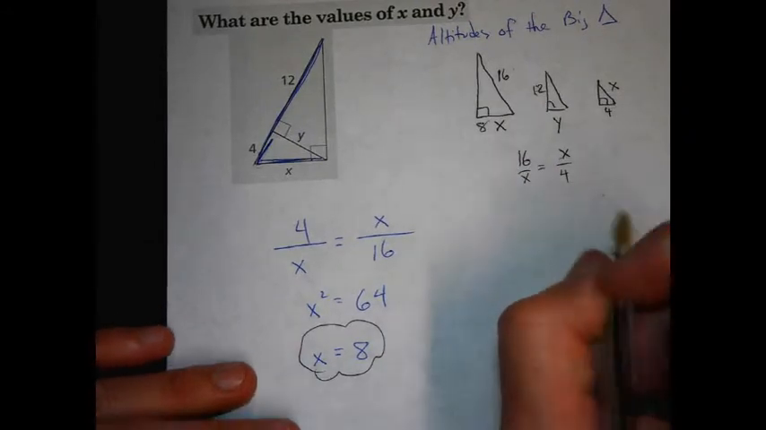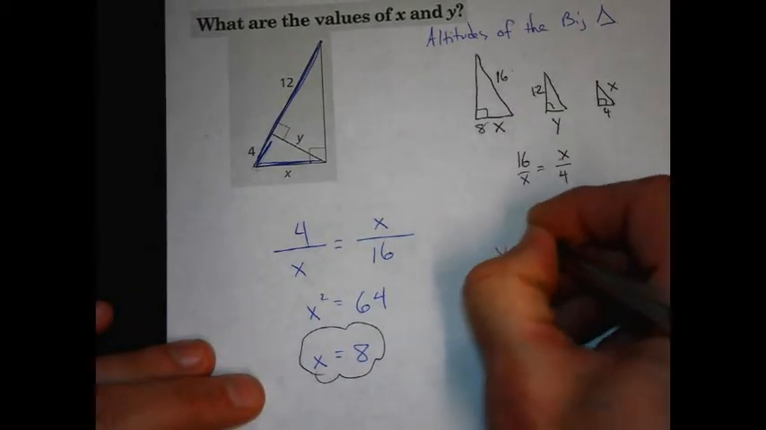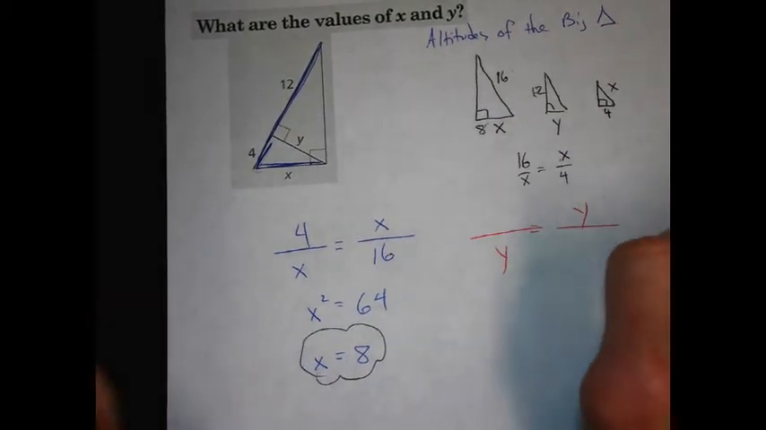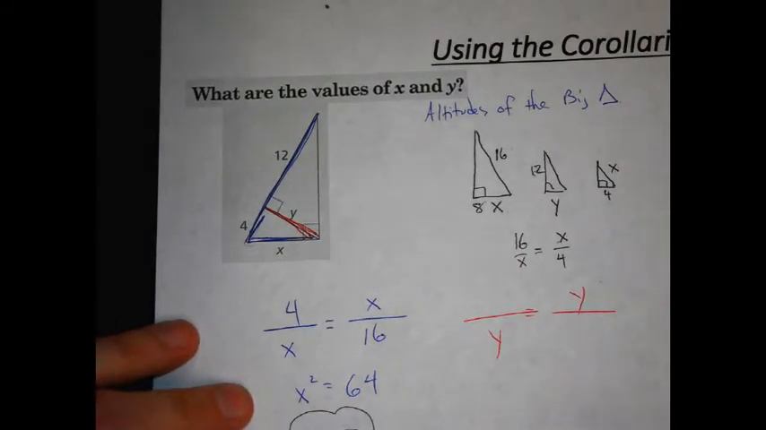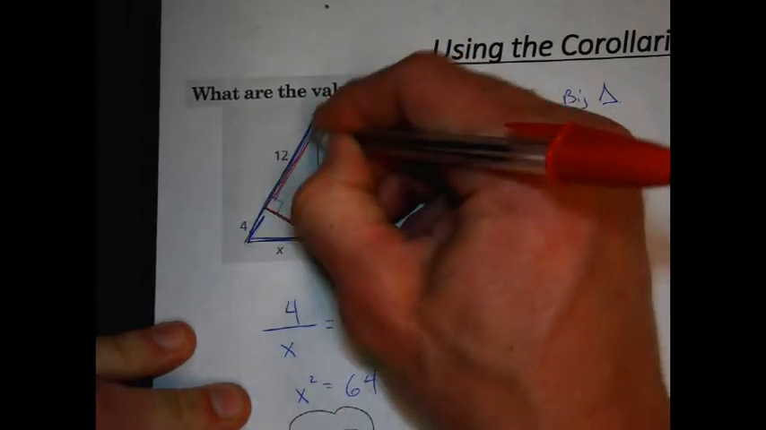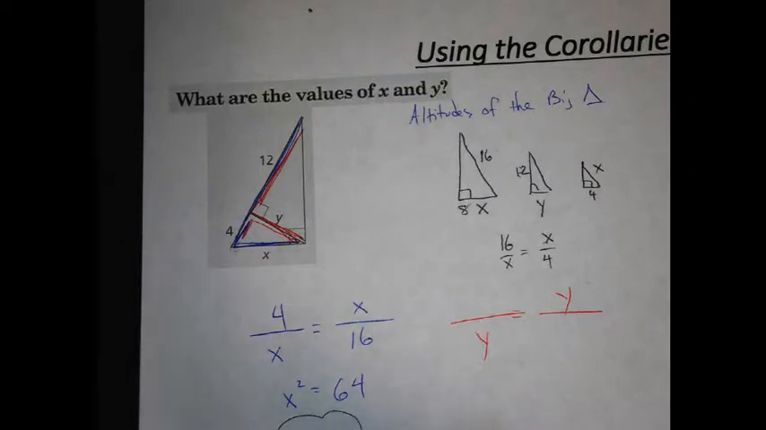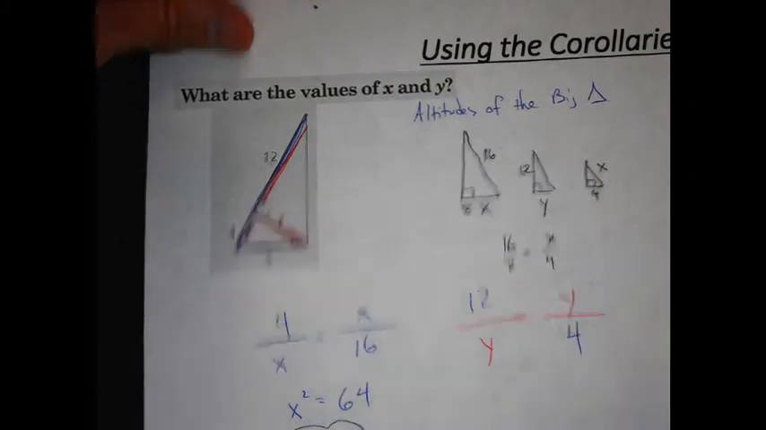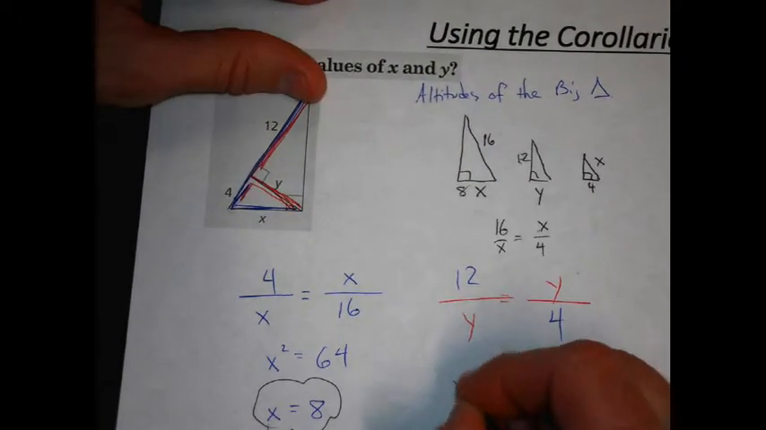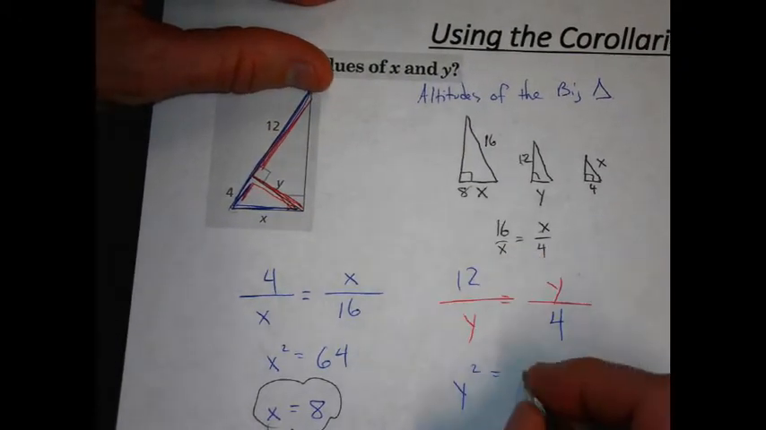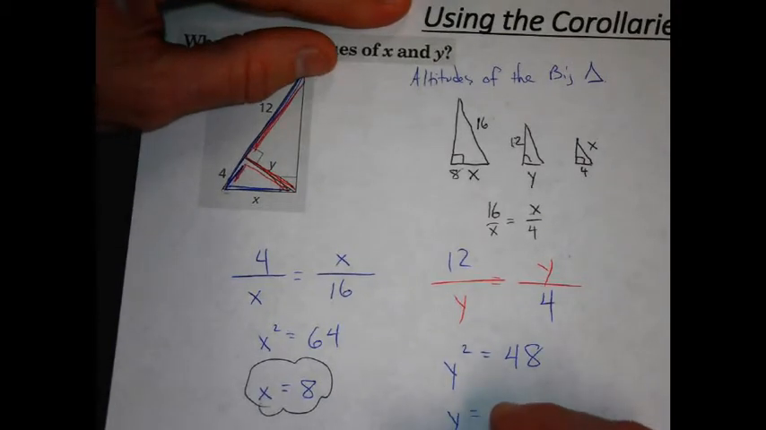Well, once again, y is the geometric mean, because it's an altitude. y is an altitude of the 2 lengths that it touches. y touches 12 and y touches 4. We can now find the value for y. So y squared would equal 12 times 4, which is 48. When we take the square root of both sides, y is equal to the square root of 48.